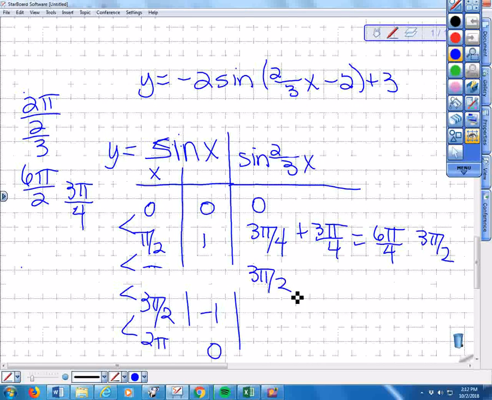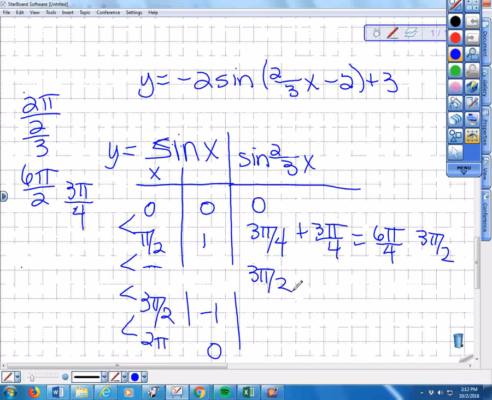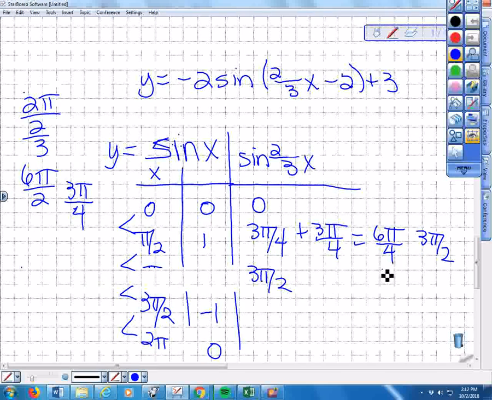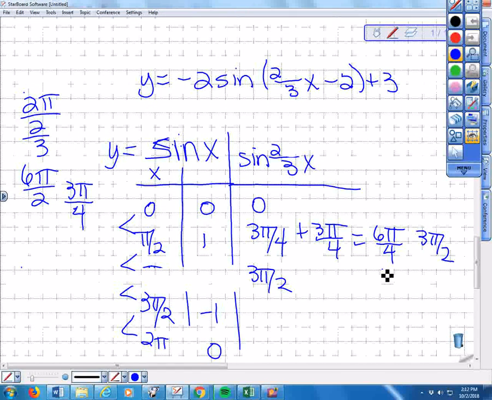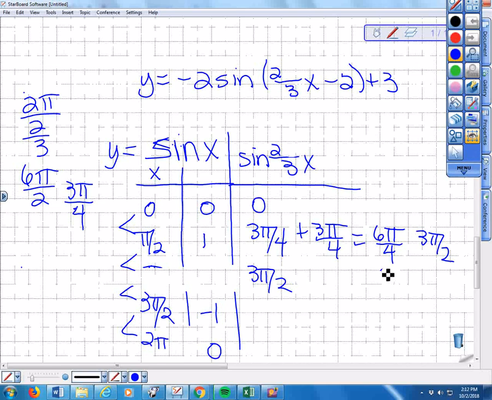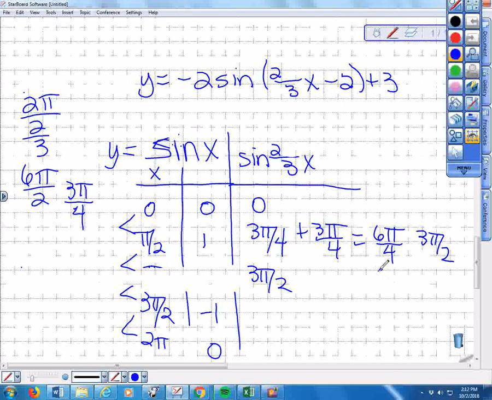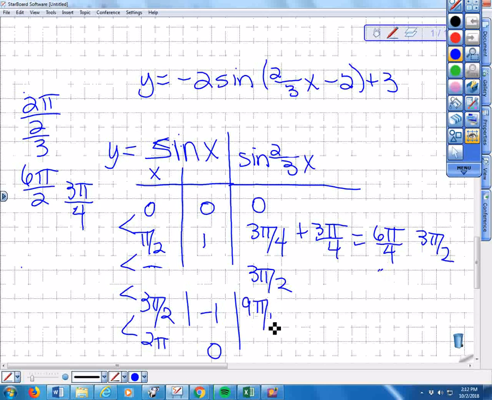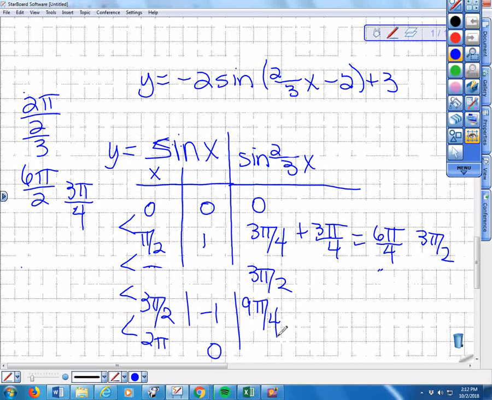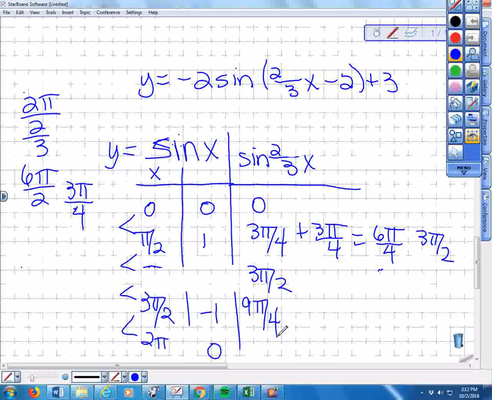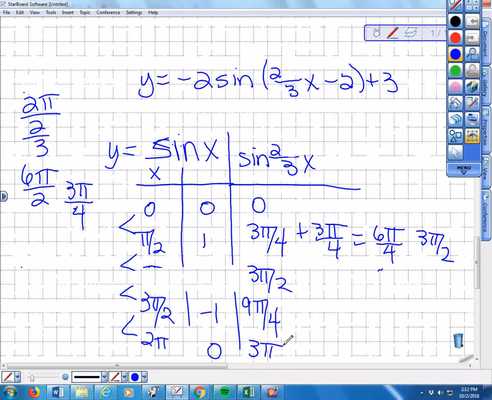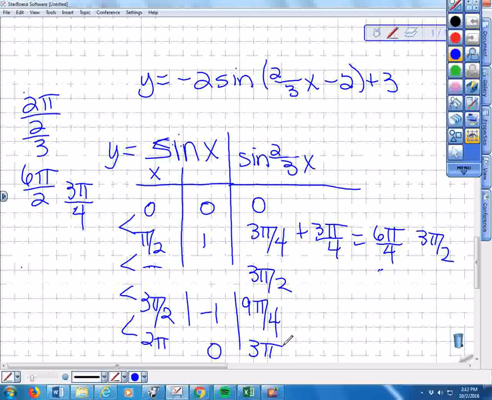And then I'm going to add 3 pi over 4 to that. So I get 9 pi over 4, right? And then when I add 3 pi over 4 to this, I get 3 pi, which is where I should end up. Because now I've just gone from 0 to 3 pi, and these are my intervals. Make sense so far?